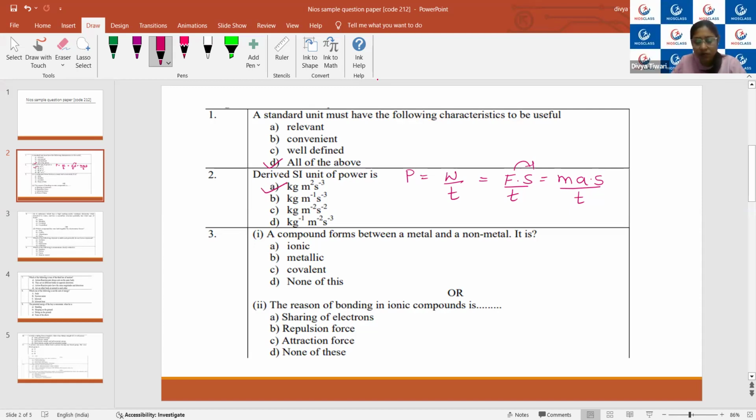Now let us proceed with question number 3. The first part says that a compound formed between a metal and a non-metal is either of ionic type, metallic type, covalent type, or none of these. So let's discuss each one. Metals always have an extra electron which they want to donate or transfer.